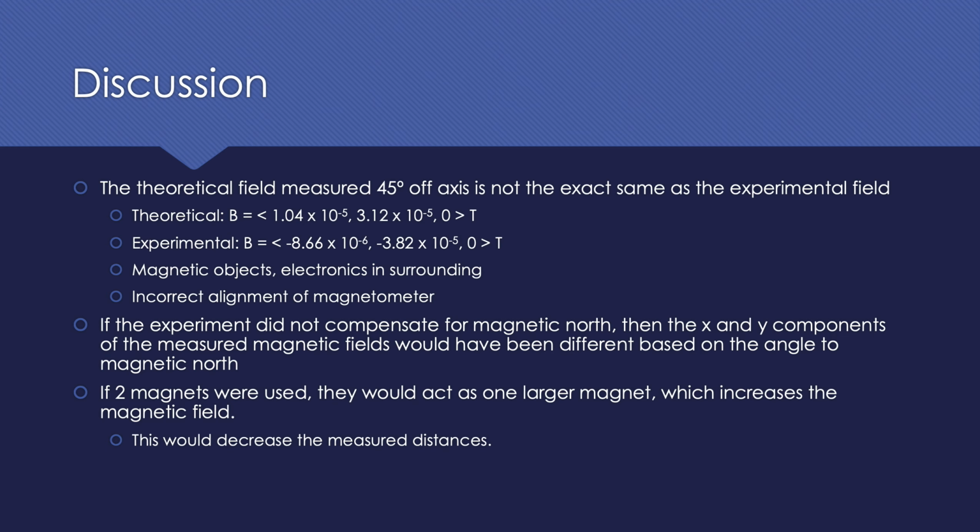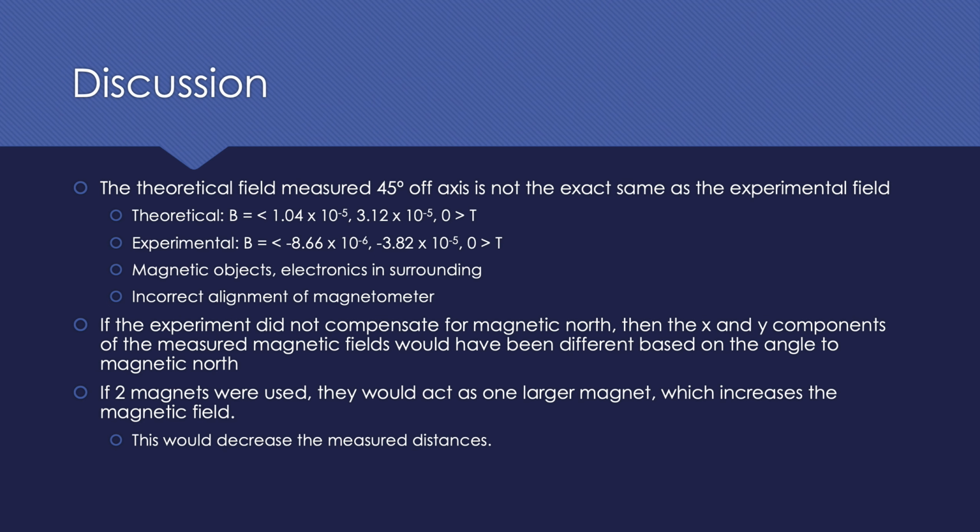The theoretical field measured 45 degrees off-axis is not exactly the same as the experimental field. Reasons for this may include that other magnetic objects and electronics in the surrounding area caused interference. Also, the magnetometer may have been misaligned, causing misreadings. If the experiment did not compensate for magnetic north, the x and y components of the measured magnetic field would have been different based on the angle to magnetic north.